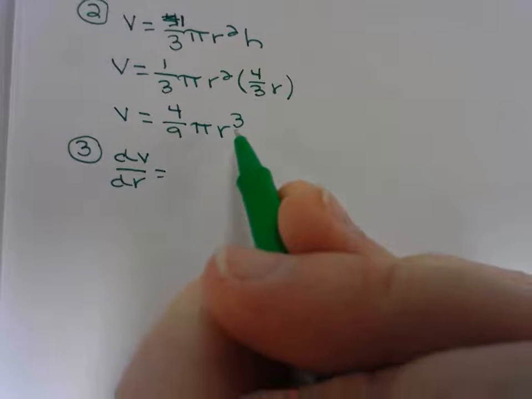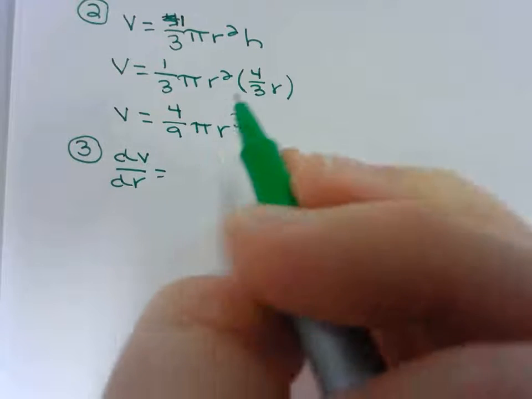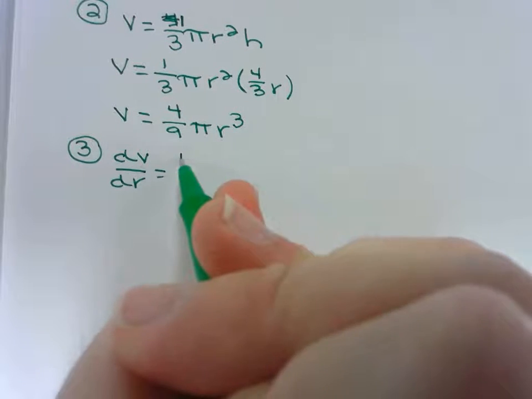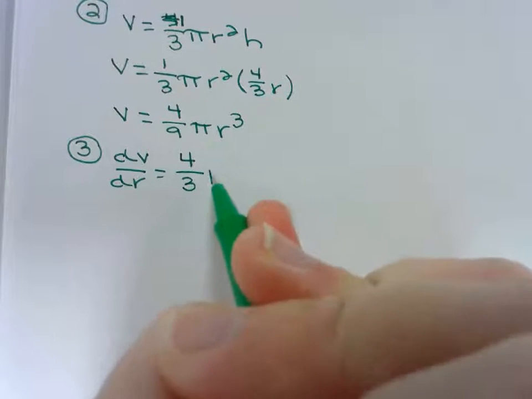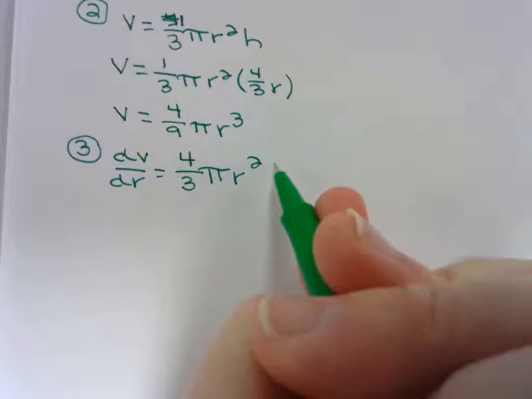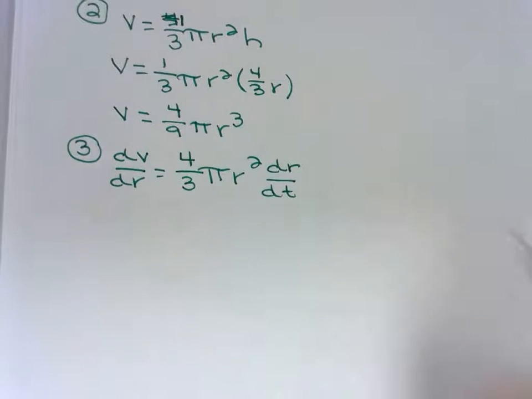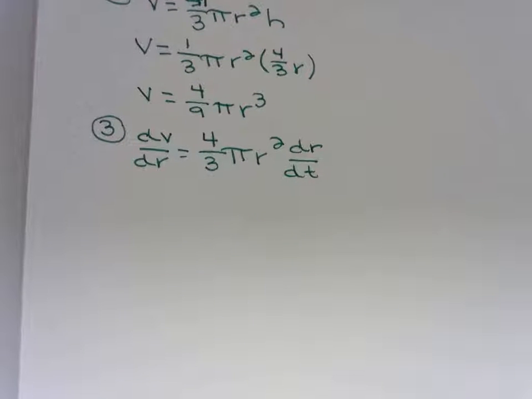Okay. Bring the 3 out front. So that'd be 12/9, which would reduce to 4/3. So that's 4/3 pi r squared. And what do I have to put at the end? dr over dt. Because the radius is in relation to time.